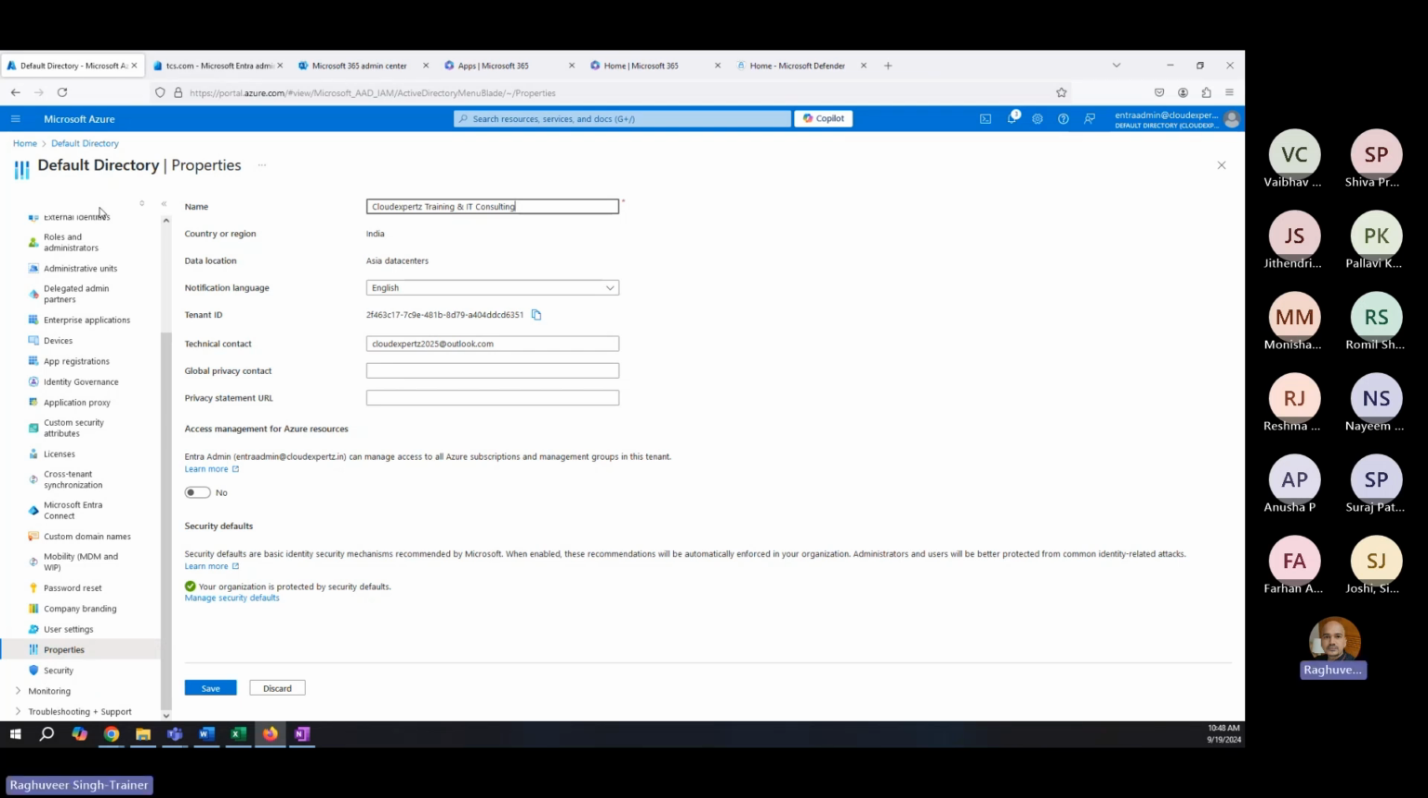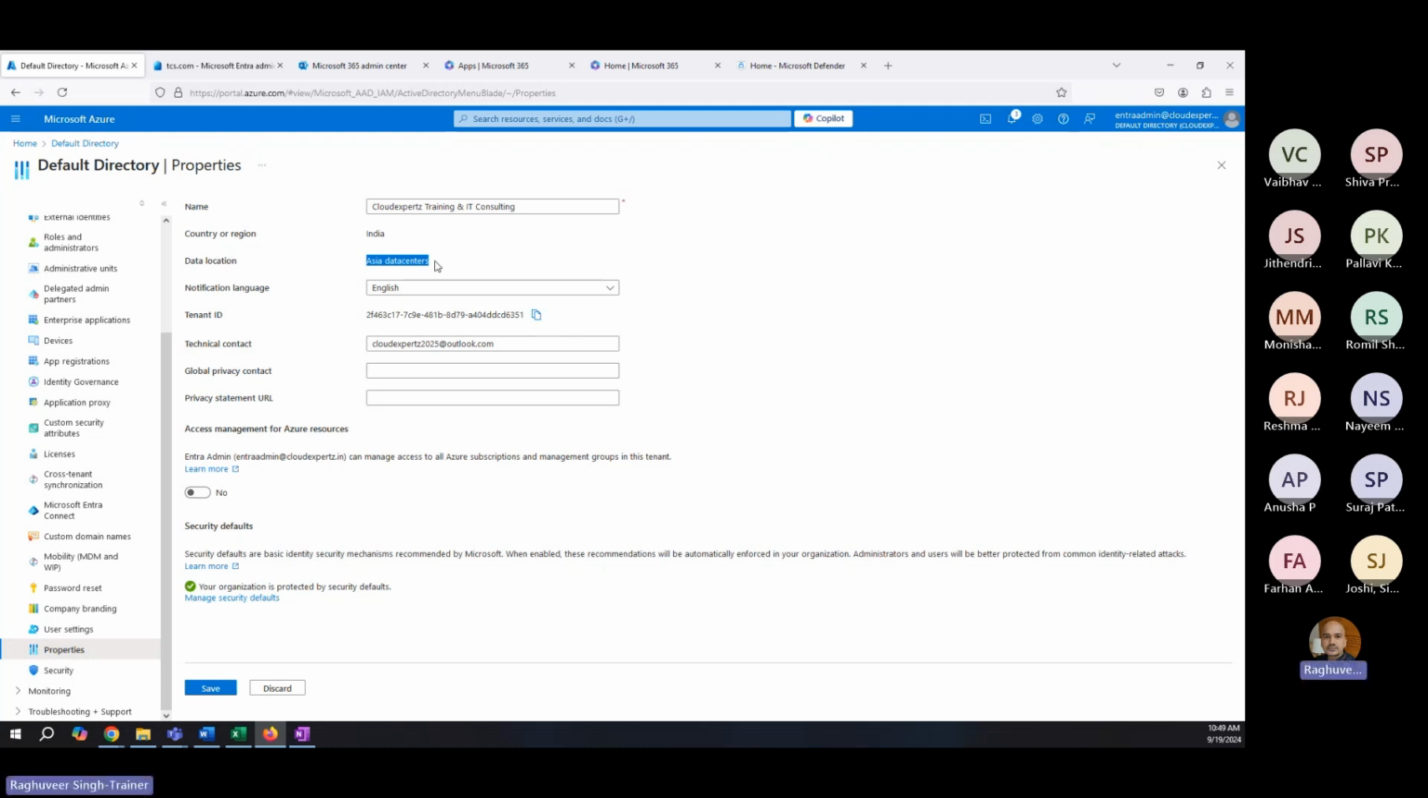Now it looks good because when I invite users to my tenant, when I configure applications, they would reflect my directory. When users would click on it, they would say default directory. Doesn't look good. So I can change my tenant name here. My country or region is decided. I cannot change it because when I signed up to Azure, I provided this information. This can't be changed. My data location is Asia data center.